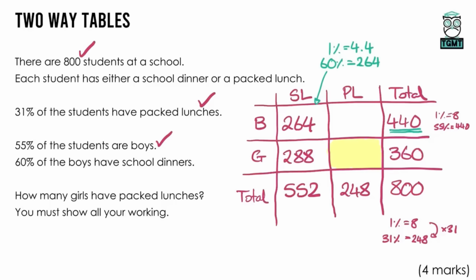So 360, take away the 288. That's the total girls, take away the girls that had school dinners. And that leaves us with 72. And there we go. That is our final answer, 72.